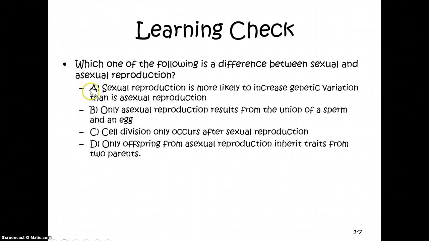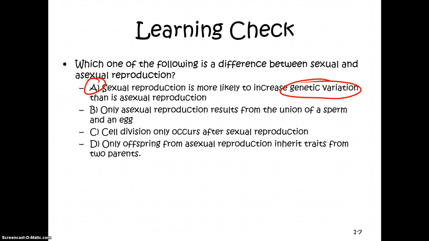Okay, so the correct answer here is A. Sexual reproduction is more likely to increase genetic variation than asexual reproduction. This is what it all boils down to. Genetic variation is the big advantage for sexual reproduction. With asexual reproduction, you don't have a lot of genetic variation, but you can reproduce quicker, so that's an advantage of asexual.